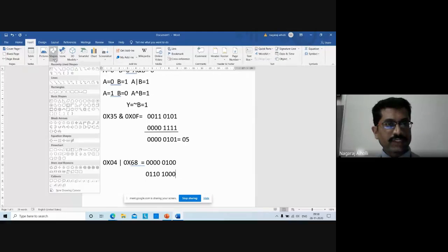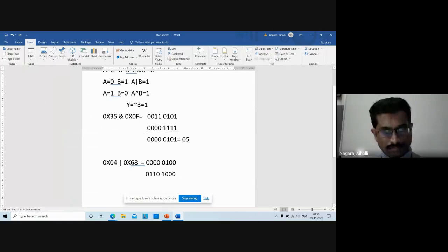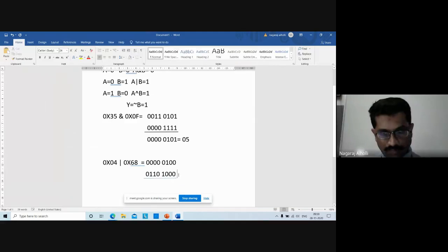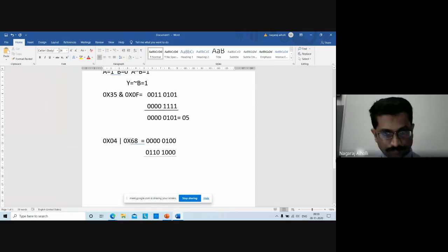Tell me the answer, students. The answer is 0. Let us check how it will be 0. Let us start from the LSB. It is not correct to start from the MSB. 0 OR 0 is 0. Then 0 OR 0 is 0.